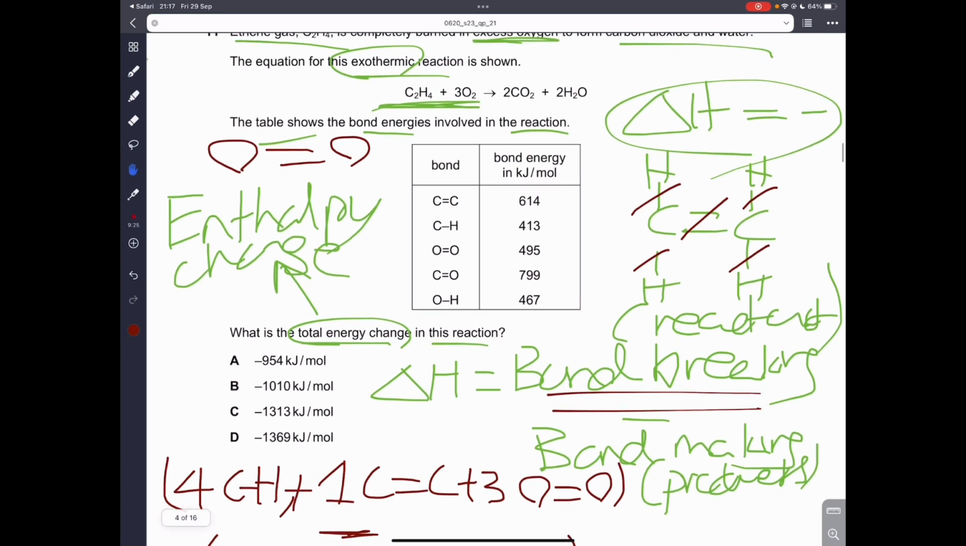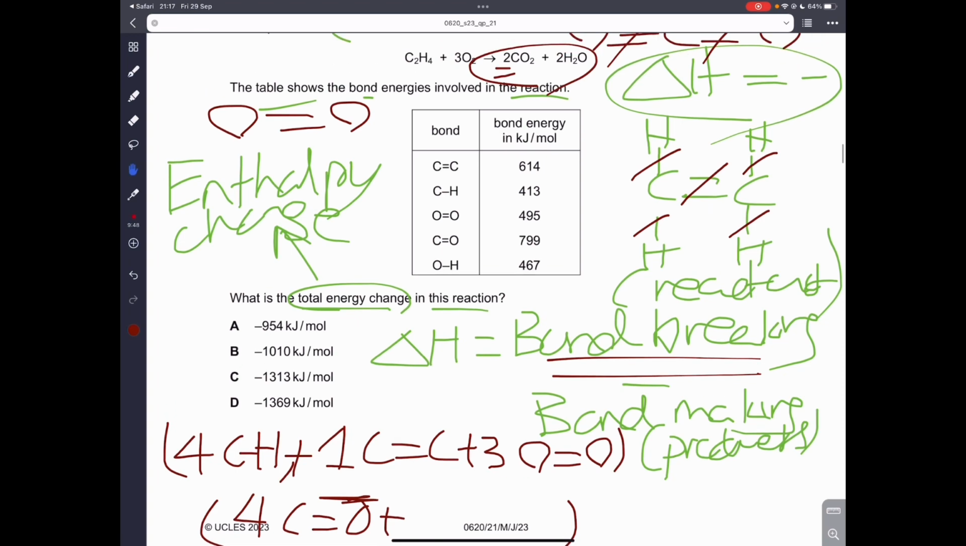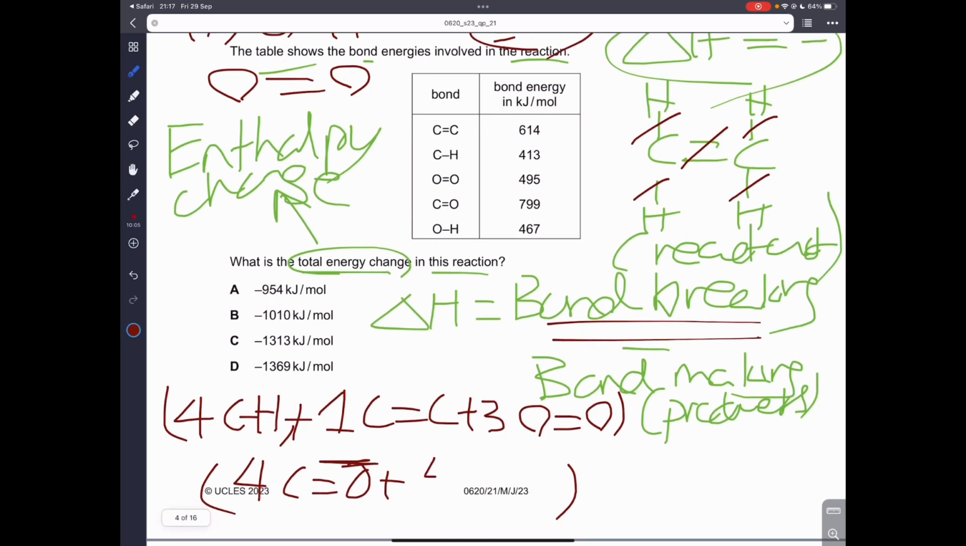And now for the bond making, we have to look at the product side. In the product side, we can see that there is carbon dioxide, which has a displayed formula like this. So we are going to have to make 2 C=O bonds, and because this whole molecule is being multiplied by 2, we have to multiply it by 4. So it's going to be 4 C=O bonds plus water is going to be formed. As you know, water is HOH, and this is the displayed formula. So we have 2 O-H bonds in one water molecule. As we are forming 2 water molecules, we have to make 4 O-H bonds.